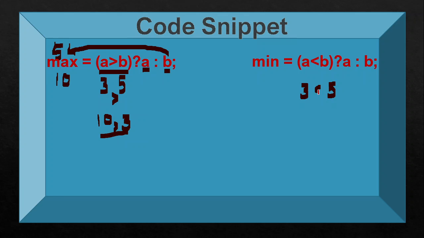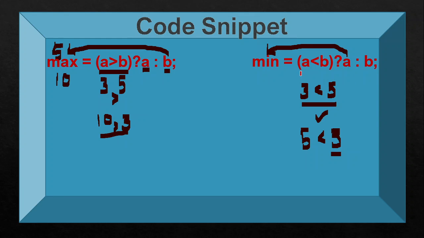In the same fashion, if I take the same 3 and 5 and perform a less than operation between these two, 3 is less than 5, true, so a is copied to the minimum value. This is the logic for finding the minimum. And if I take the reverse, 5 and 3, then 5 is less than 3 is false, so 3 is the minimum, and that will be copied.